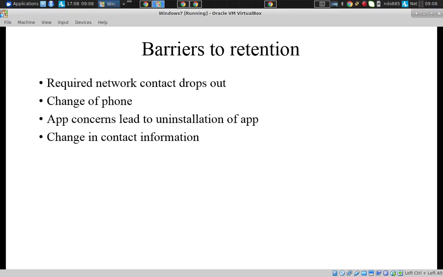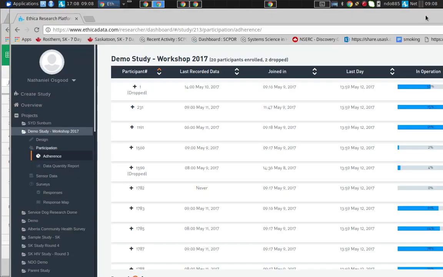You'll notice if we go back to the Ethica site and look at this data, you will see there's join date, last recorded date, and last date. Last date is the last date that they're going to be in the study, according to the participation period. Remember, when you create the study, you say, I want this to go for 2 weeks or 2 years or whatever.